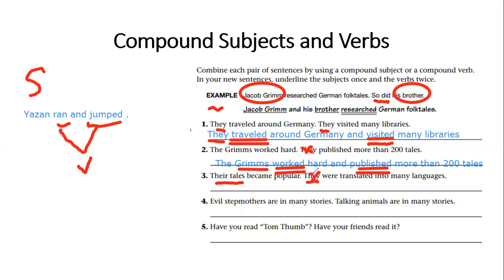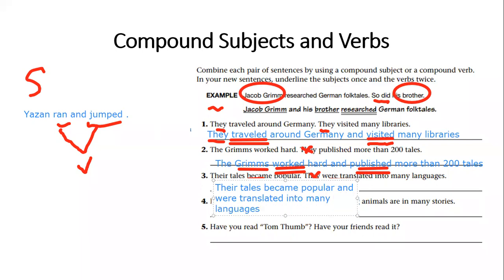So we're going to erase this. And we're having here two verbs. What are the two verbs we're having? Became, okay. And the other verb is going to be what? Were translated. Good. Let's now connect the two sentences. It's going to be: their tales became popular and were translated into many languages. Excellent.